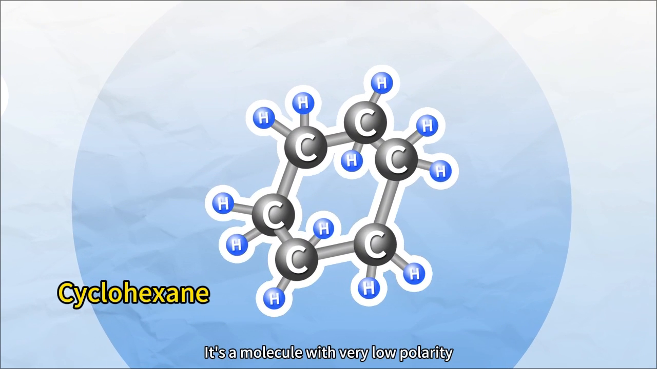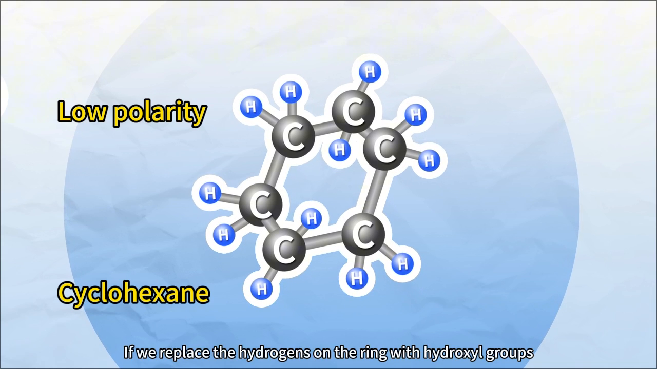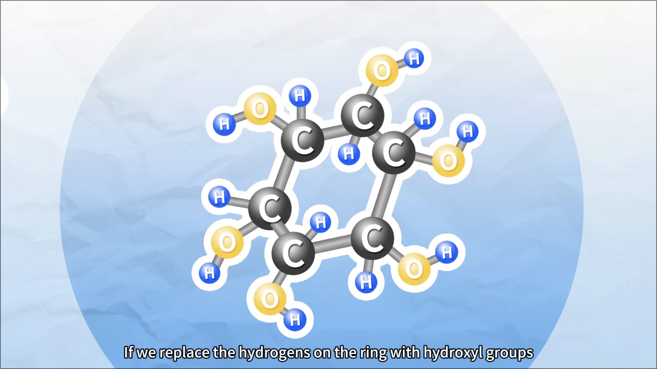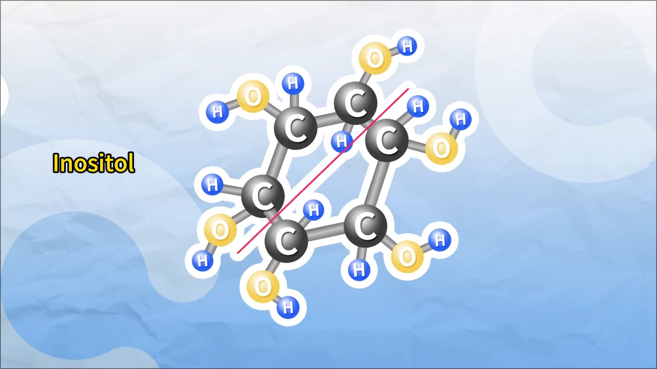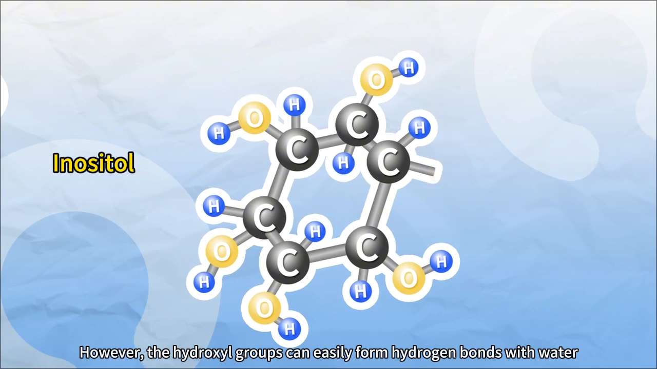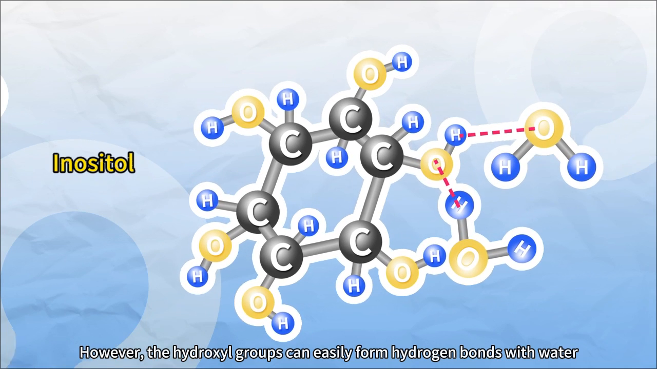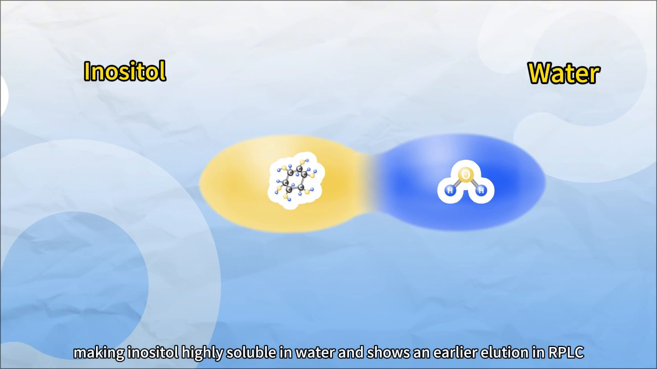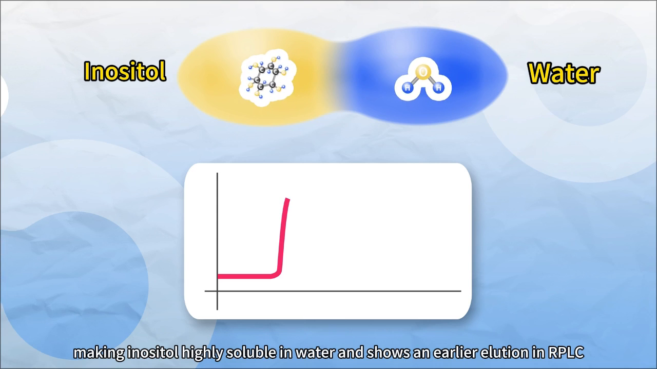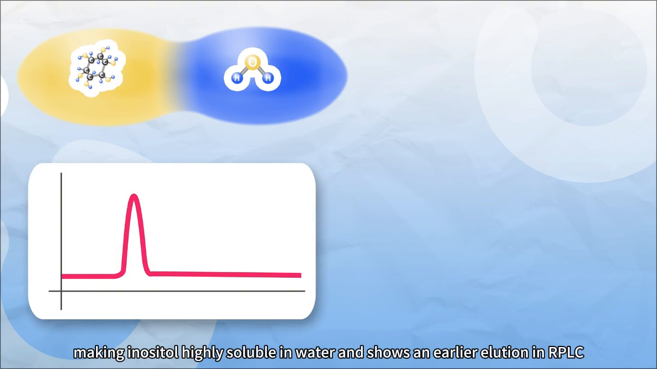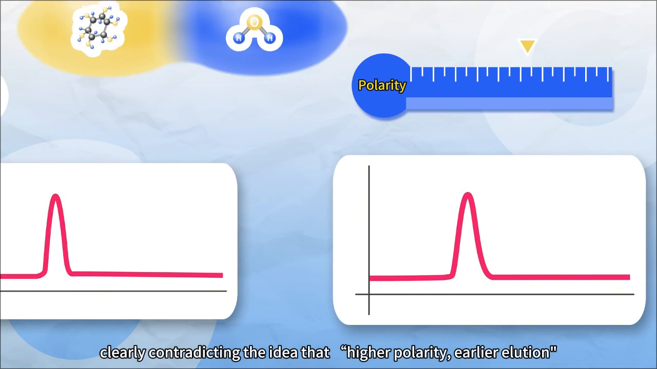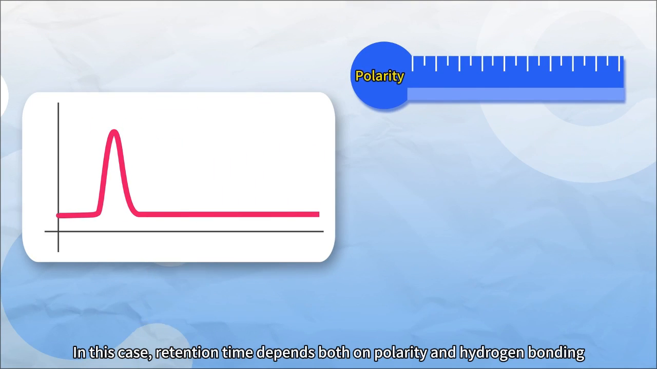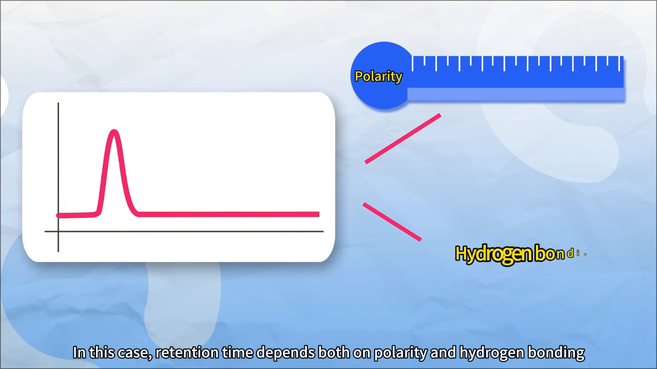It's a molecule with very low polarity. If we replace the hydrogens on the ring with hydroxyl groups, it becomes inositol, still symmetrical. However, the hydroxyl groups can easily form hydrogen bonds with water, making inositol highly soluble in water, and it shows an earlier elution in RPLC, clearly contradicting the idea that higher polarity means earlier elution. In this case, retention time depends both on polarity and hydrogen bonding.